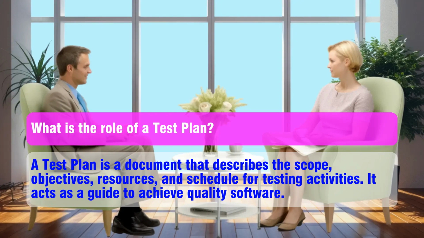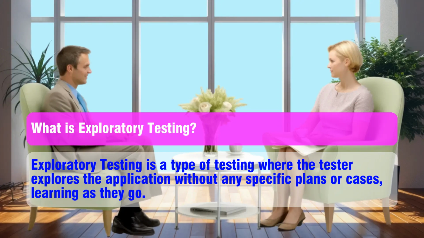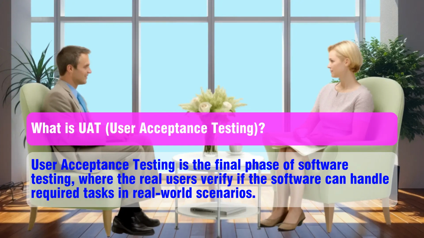What is the role of a test plan? A test plan is a document that describes the scope, objectives, resources, and schedule for testing activities. It acts as a guide to achieve quality software. What is exploratory testing? Exploratory testing is a type of testing where the tester explores the application without any specific plans or cases, learning as they go.